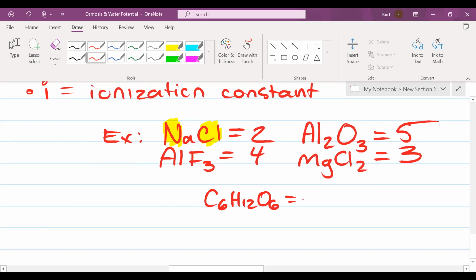When you place sugar, any sugar, I don't care what, glucose, fructose, lactose, galactose, sucrose, maltose, chitin, I don't care. You place any of those in water, the ionization constant is 1. You know why? Because it is not ionic.